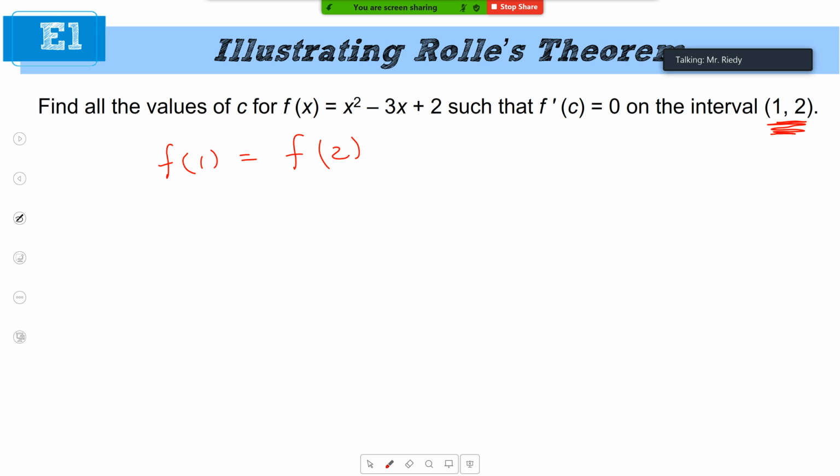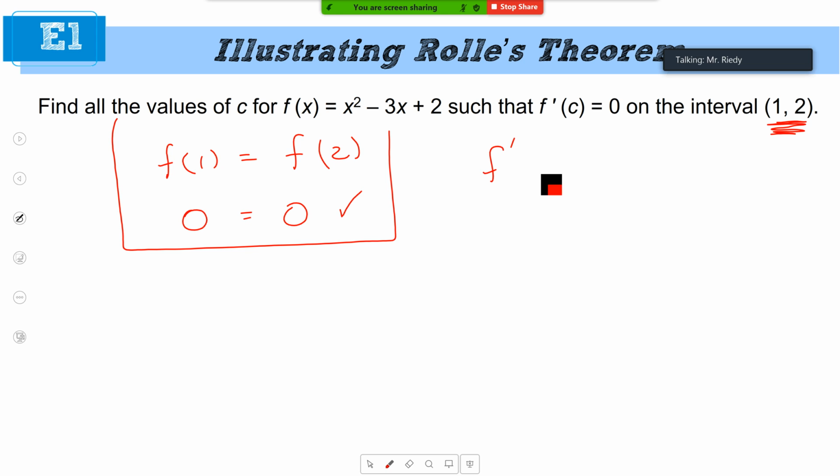Okay, so what's f of 1? 1 minus 3 is negative 2 plus 2 is 0. Ooh, 0. Put in 2. 2 squared is 4. 4 minus 6 is negative 2 plus 2 is 0. Bingo. We've satisfied what we call the hypothesis of the theorem, also known as the first half of the theorem. This does nothing for us except make sure that we can apply Rolle's theorem. The rest we've done already.